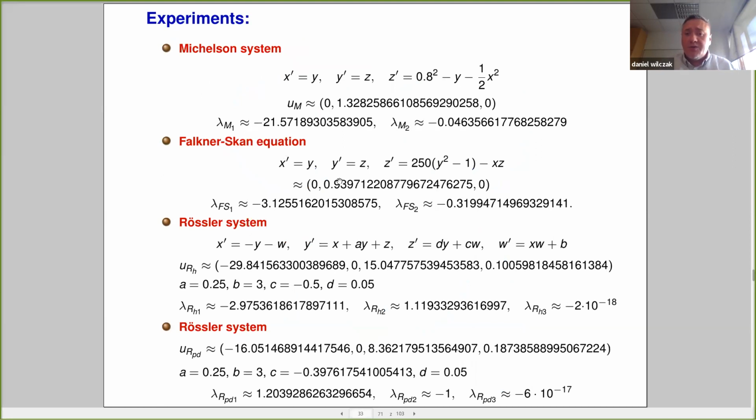For Faulkner's scan equation, we have an approximate periodic orbit and also hyperbolic eigenvalues. This is the Rosler system, and this orbit is also hyperbolic. -2.9, something just above 1, and the third eigenvalue is very, very close to 0. So this is actually some numerical noise. And the fourth orbit, as I mentioned before, is close to period doubling. So one of the eigenvalues is very, very close to -1.